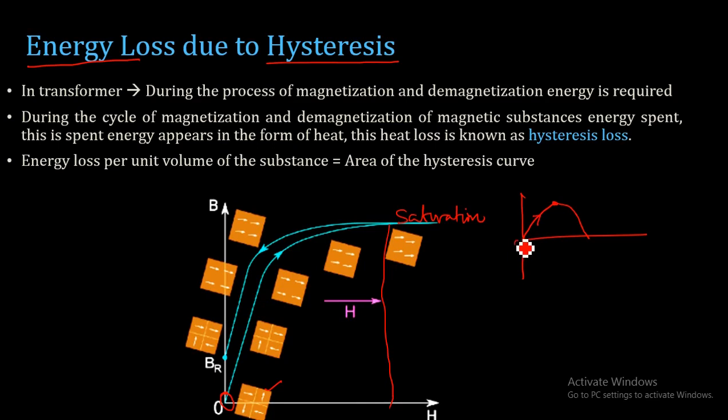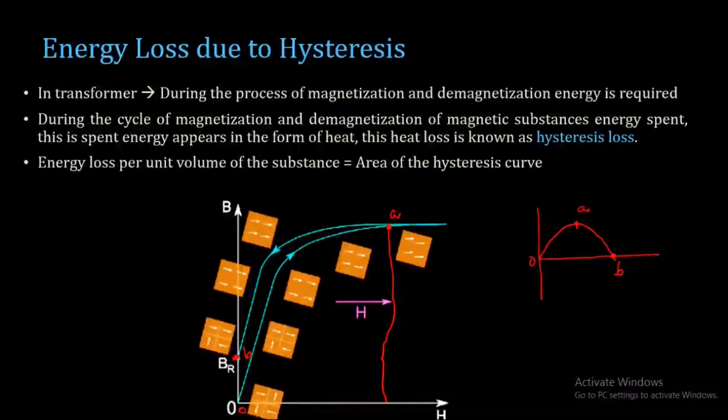This is from 0 to, I'm calling it A, so you have reached A. Now from A to B, you are moving. Once you move from A to B, you will reach this value. So this is point B. Once you move like this, what happens? Some of the alignment will be lost because you are having a reduction in the force. So some of the dipoles will let go, but some retain the magnetization, and so some magnetization will still be left in this process.